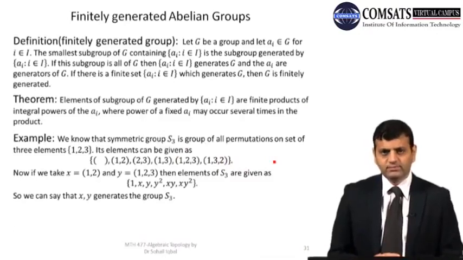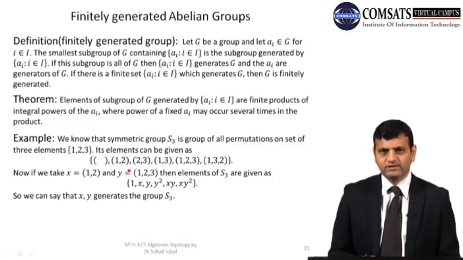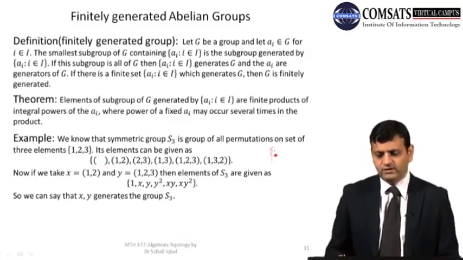So let's consider an example. We know that the symmetric group S3 is the group of all permutations on a set of 3 elements. So its elements can be written as the set of all permutations. What does (1 2) mean? (1 2) is a permutation. So what is a permutation? A bijective function from the set {1, 2, 3} to the set {1, 2, 3} is basically a permutation.